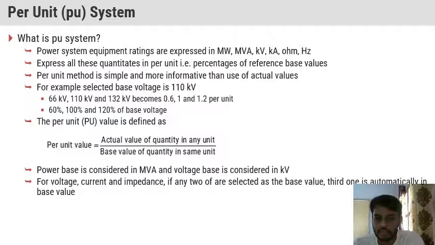Power base is considered in MVA. There are two types of base value. One is the power base, and in the power base we take the MVA value as the base, and in voltage we consider kV, kilovolt, as the base value. For voltage, current and impedance, if any two are selected as the base value, the third is automatically determined. So we have only two types of base value, power and voltage, and the others are derived from that.